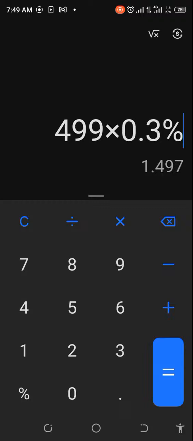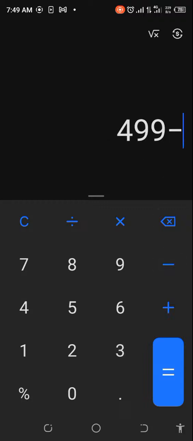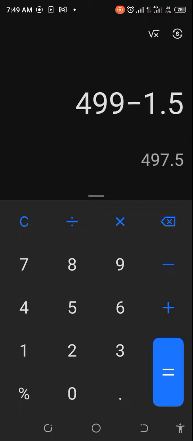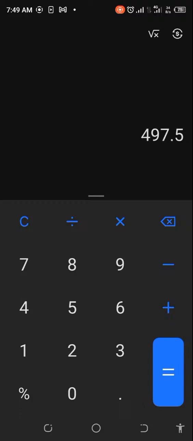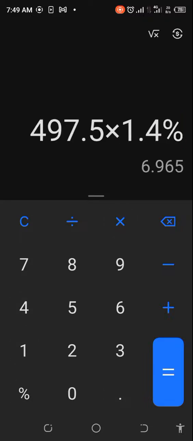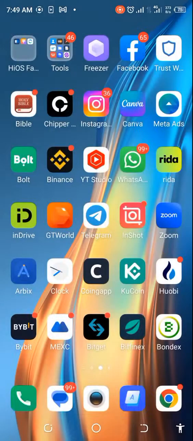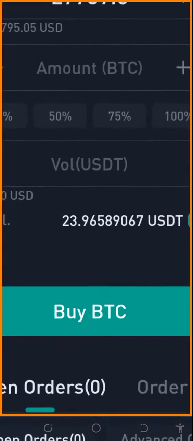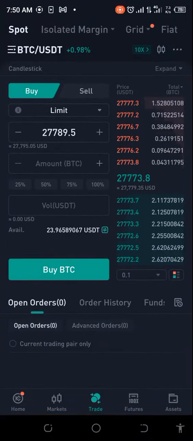So let me remove that again. I'm just doing this so that you'll see what you will get if you're using a bigger capital. So 1.5. Let's assume what was left is $497.5. Let's multiply by 1.4%. We'll make about $7 on a $500 capital. So that's what I'm trying to bring out to you now. Of course, I'm intentionally showing you this with a smaller capital, so that if we can make profit with this amount, obviously making profit with a bigger amount is guaranteed.